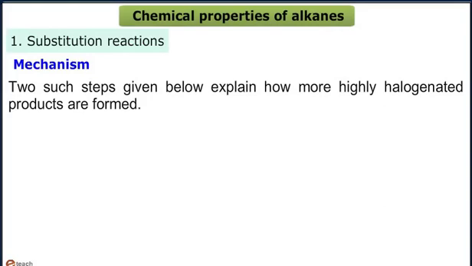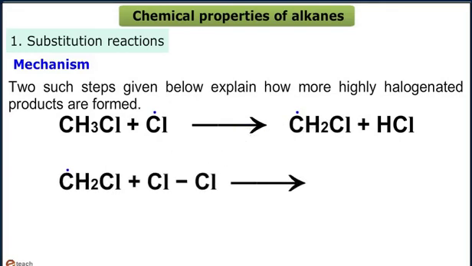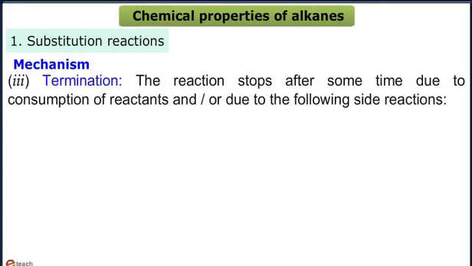Consider the reaction CH3Cl plus chlorine free radical gives CH2Cl free radical plus HCl. When CH2Cl free radical reacts with Cl2, it gives CH2Cl2 plus chlorine free radical. The last step is termination step.